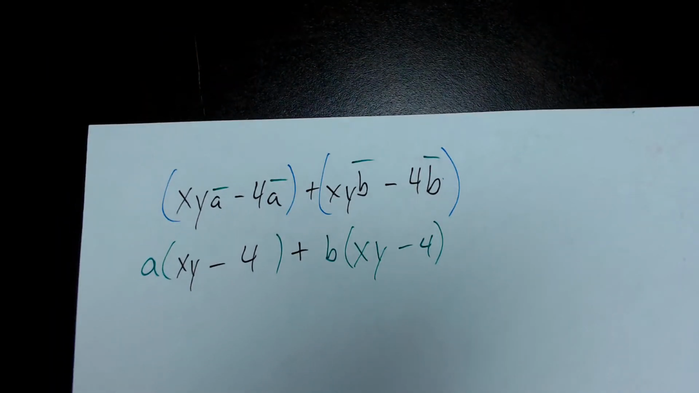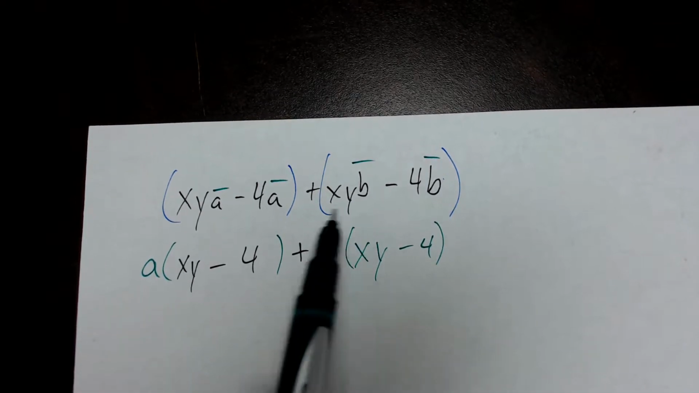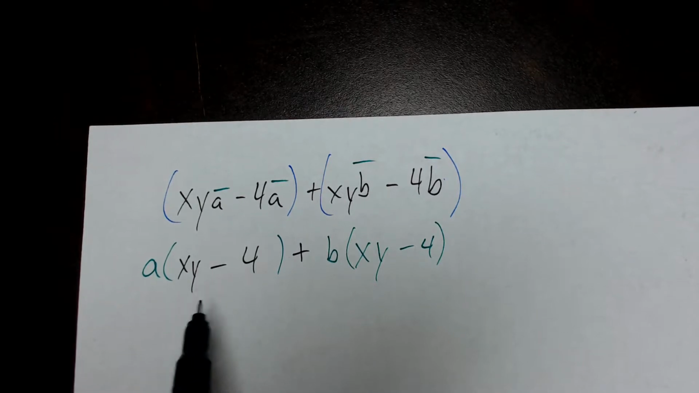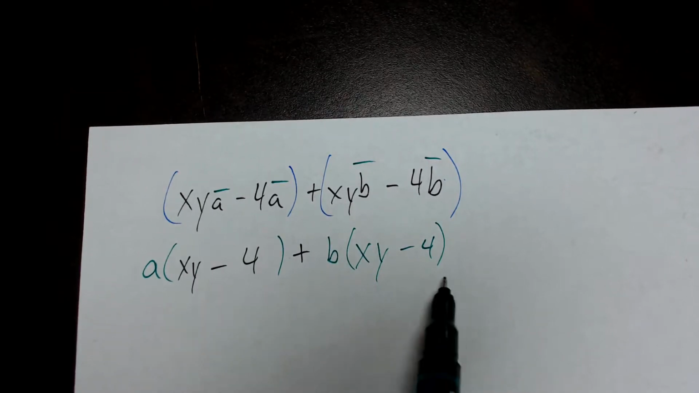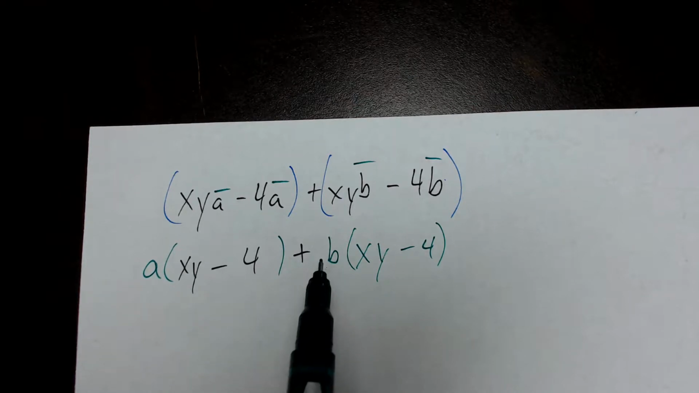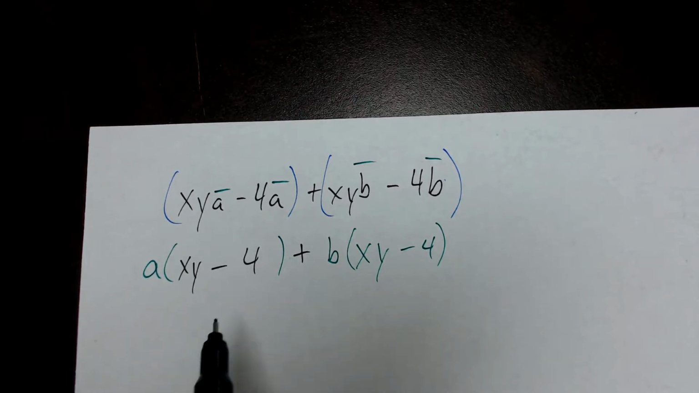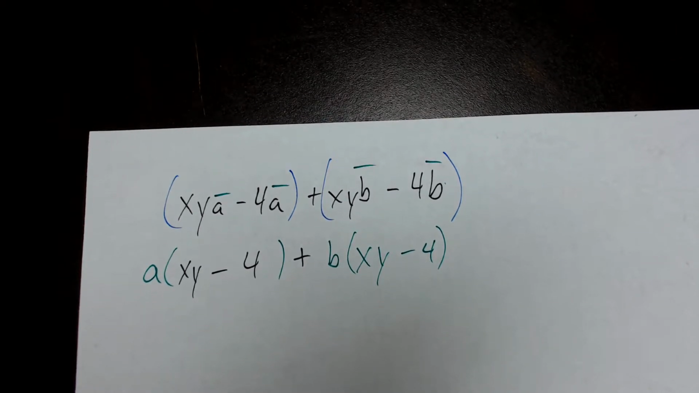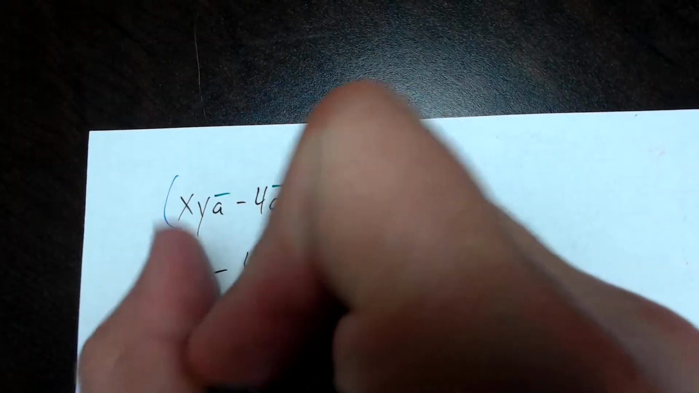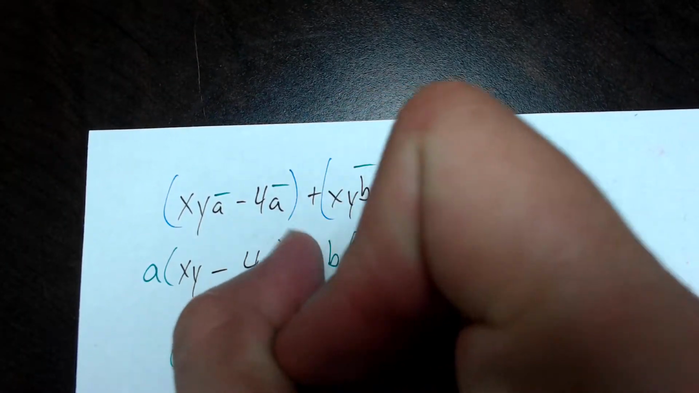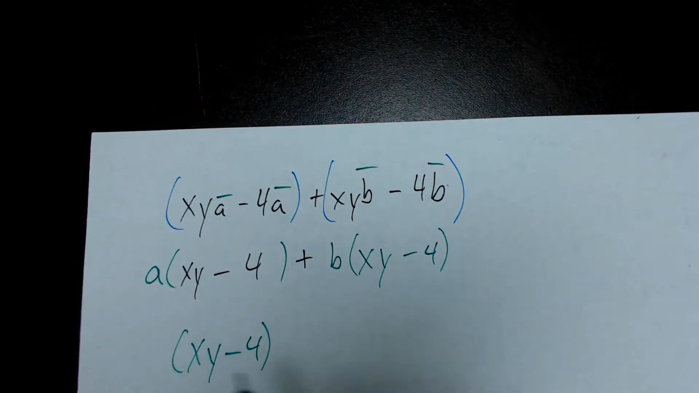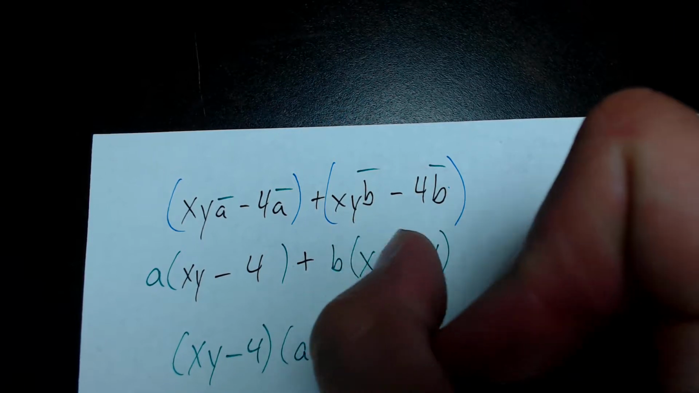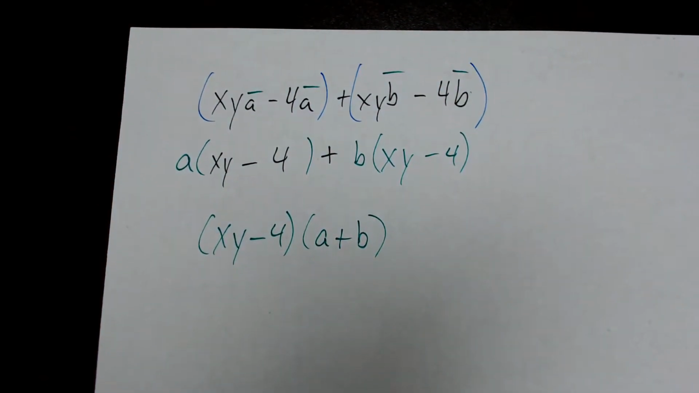So what's interesting now is we did one grouping. We pulled out the pair that we saw, and now we see another pair. In this case, the greatest common factor is the single expression xy minus 4. It shows up in both of these, so we can factor all over again. We take xy minus 4 as the greatest common factor, pull it out, and then inside the parentheses we put what's left, which is a plus b. So that's factoring by grouping.